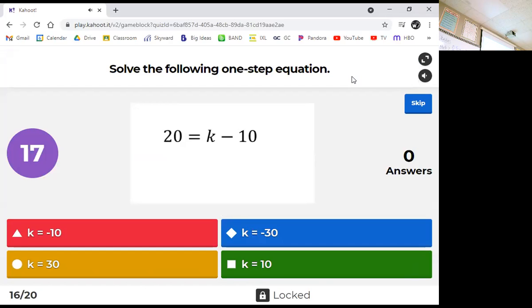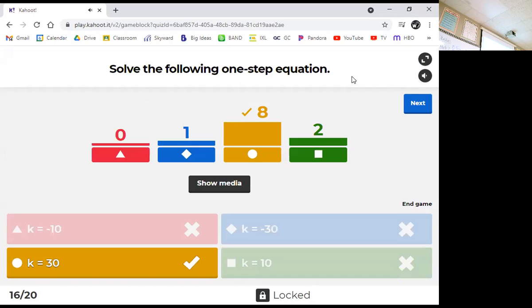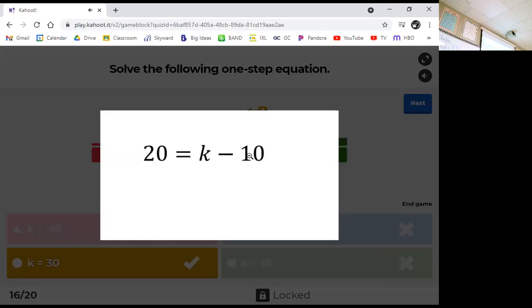20 equals k minus 10. It's the minus 10 I want to get rid of, so k is by itself. The opposite of negative 10 is a positive 10. So you're really just combining 20 and positive 10 together. So it's 30. Now plug your answer in. Does 30 minus 10 equal 20? Yes. So k's got to be 30.